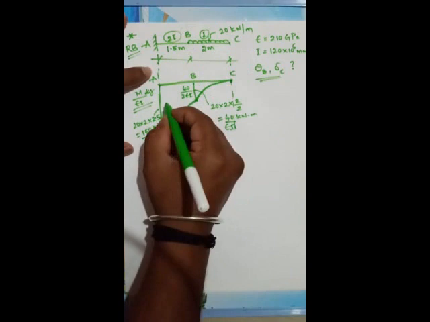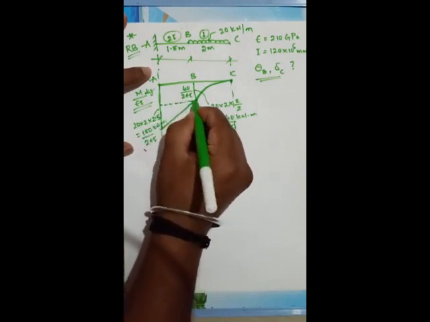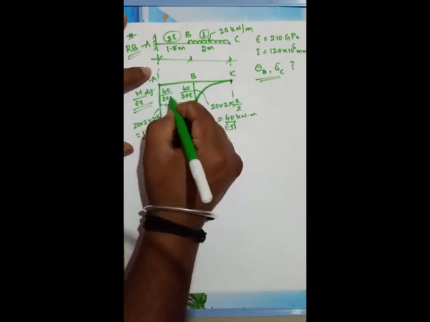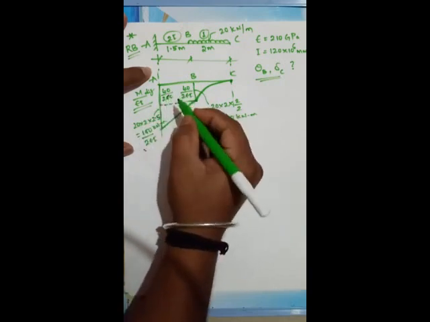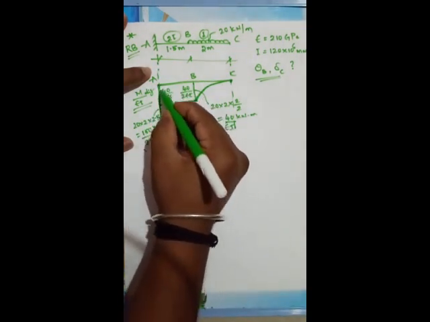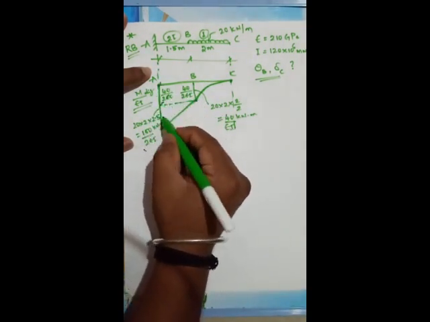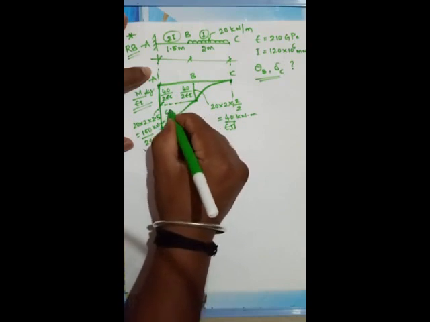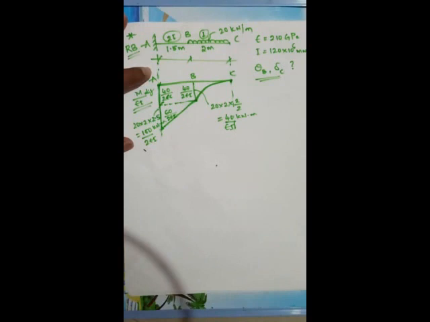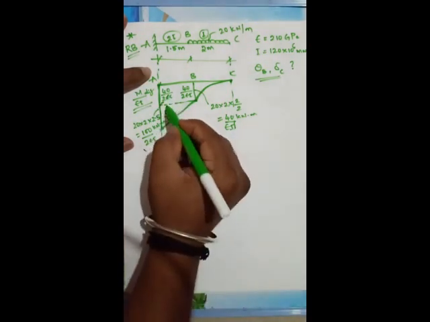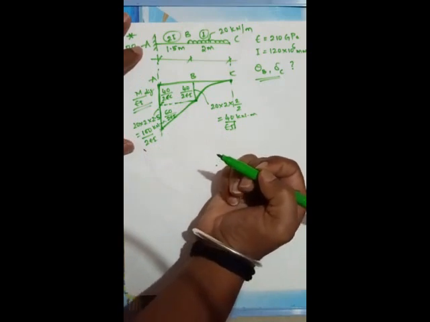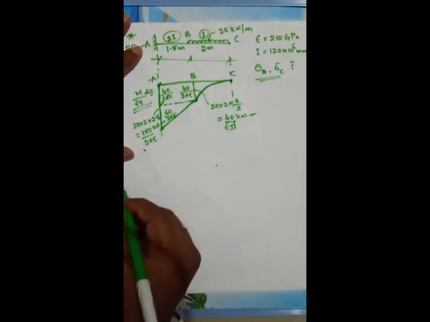Okay, now split into standard figures. So this is a rectangle of height 40 by 2EI, total is 100 by 2EI from here to here. If this is 40 by 2EI, from here to here it is 60 by 2EI. Correct? So 40 by 2EI, and from here to here it is 60 by 2EI.